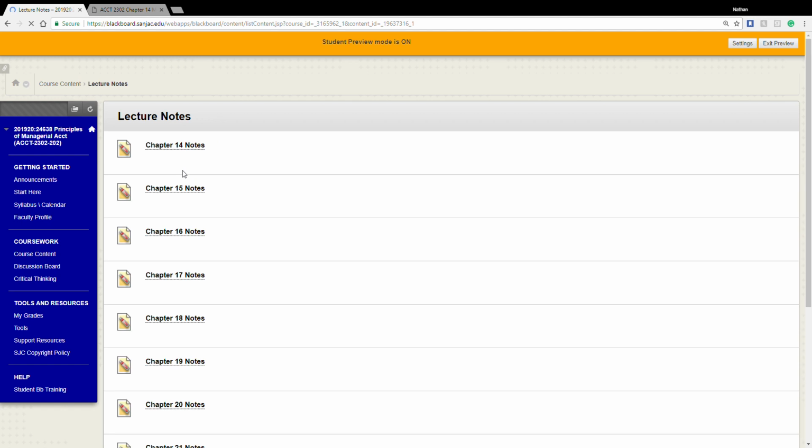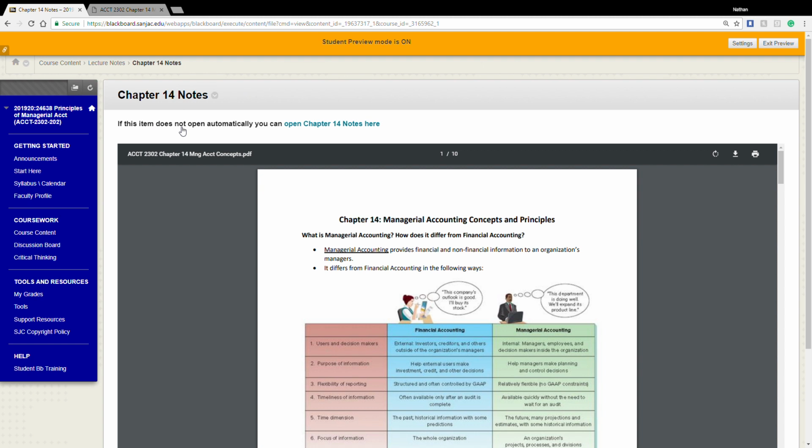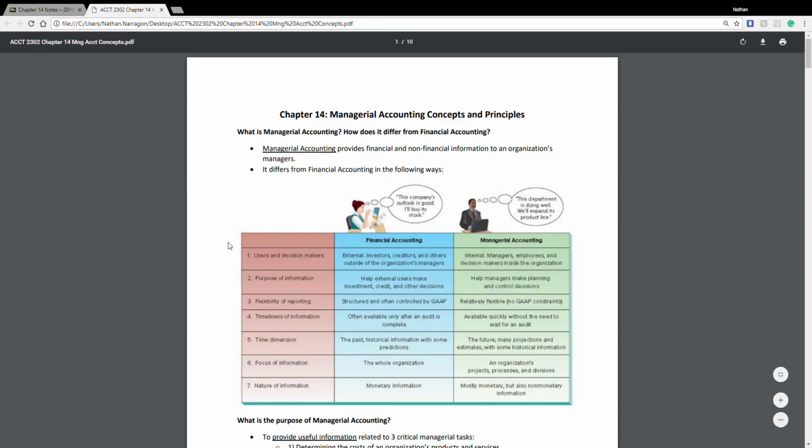But we're going to click the lecture notes file, and we're going to go to chapter 14. It will automatically download in the web browser for you, so you can do a lovely print of it, or you can download it yourself, which just means it opens up in a new window. Yay for PDFs.